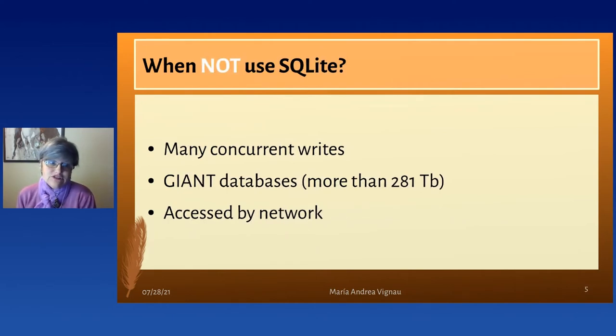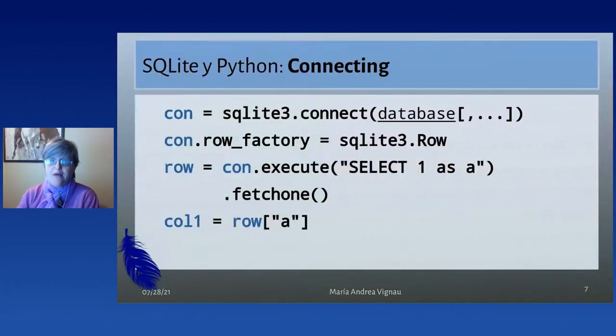SQLite, of course, is not a server database. It is not well suited for many concurrent writers, or when you have very big databases, or when your databases are accessed by network. So there are some best practices. When you connect to SQLite, one of the interesting things you can use is a row factory. There are some row factories, but the most practical in Python is sqlite3.Row. It gives you the ability to access every field using the field name and not having to resort to the index number, which is more difficult to debug and understand.